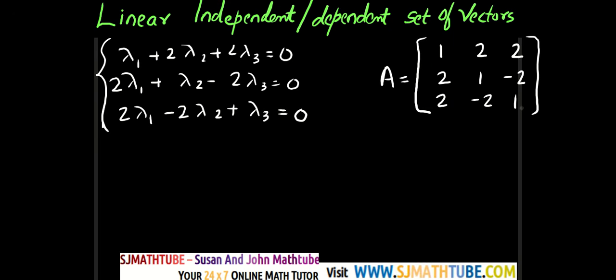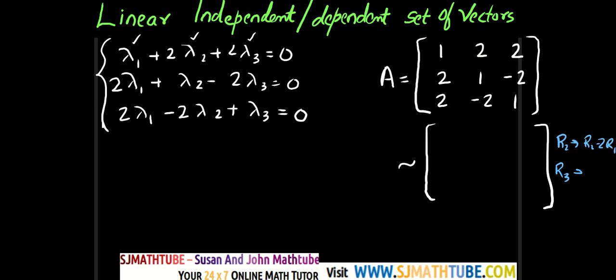Now, how do you solve a homogeneous system? Very simple. Find the rank of A and compare it with the number of unknowns. The number of unknowns is equal to 3 because there are 3 unknowns, lambda 1, lambda 2 and lambda 3. Okay, so I'll write the matrix operations, and I'm sure you're finding these operations very easy now. The first one is R2 changes to R2 minus 2 R1 and R3 changes to R3 minus 2 R1.